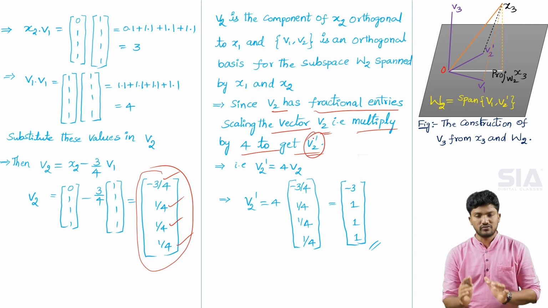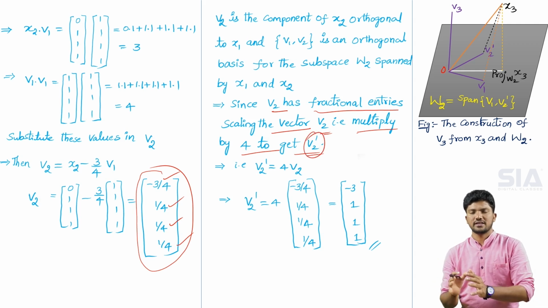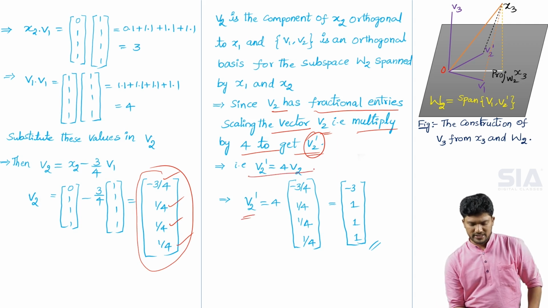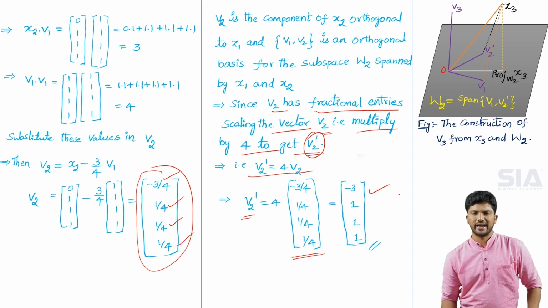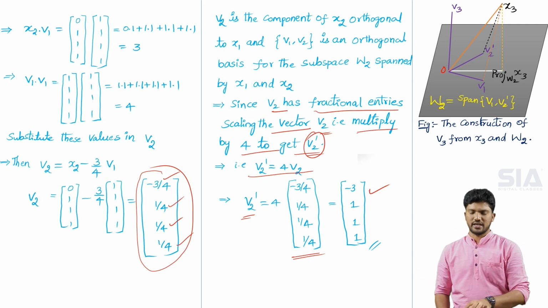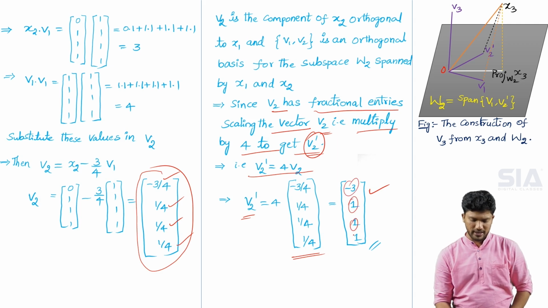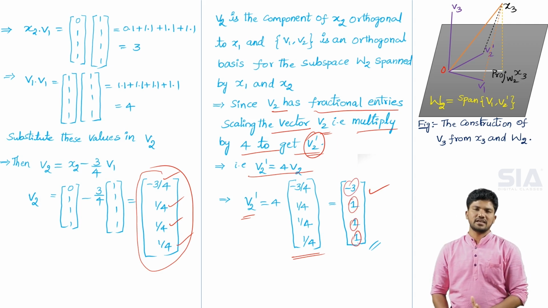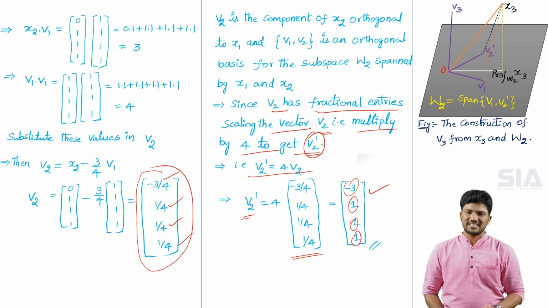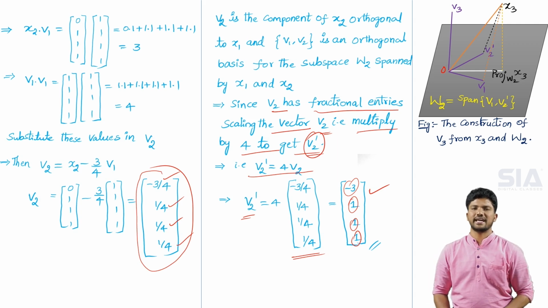V2 dash is the resultant vector after multiplying vector V2 with 4. Therefore V2 dash is equal to 4 into V suffix 2. If you multiply with 4, you will get integer values. Integer entries are real entries. Here you see all the entries are what we call real entries, so not fractional format, not rational number format. So we can scale to get real numbers or integers as entries. So we have to scale the vector.